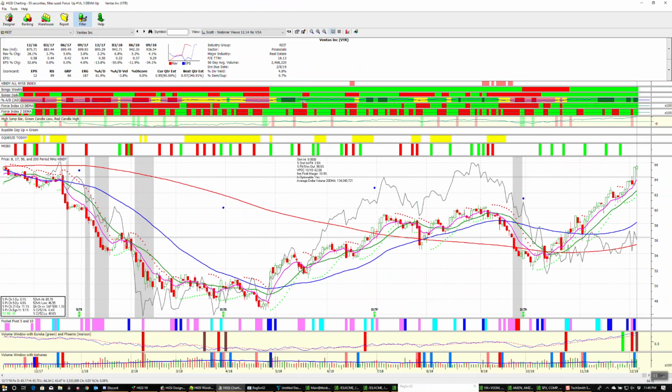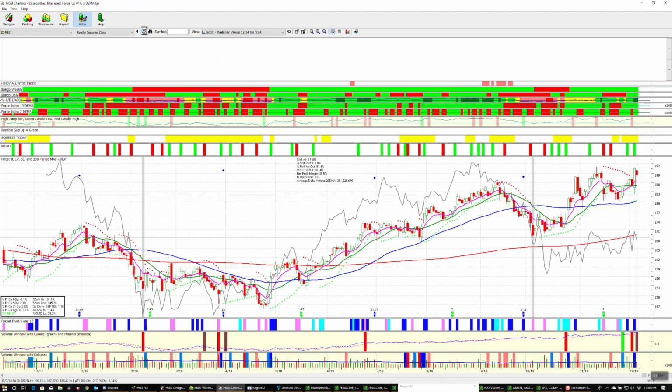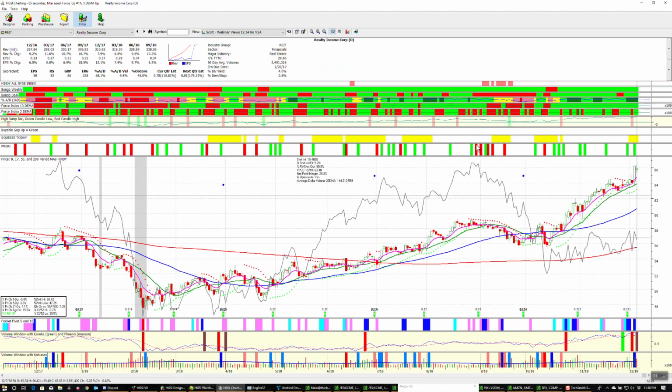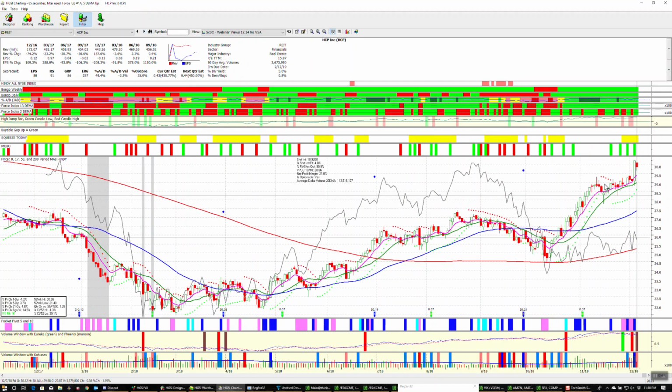Ventas, we talked about this last week, had a nice run, 4.8% dividend. Simon Property Group, these are shopping malls, sort of a cup and handle. Is it breaking out here? It's with Liberty taking that 4.2%. Realty Income, kind of a leader right now, pays 4%. HCP, medical office buildings, near its highs, 5% dividend.